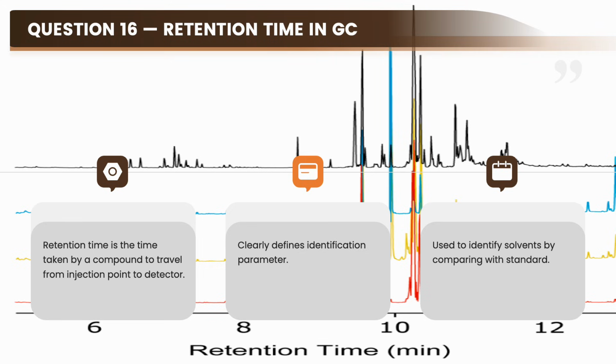Each compound has a characteristic retention time under fixed chromatographic conditions. By comparing sample retention time with standard, identification of compounds is performed. This will show to the interviewer that you understand how GC identification works practically.